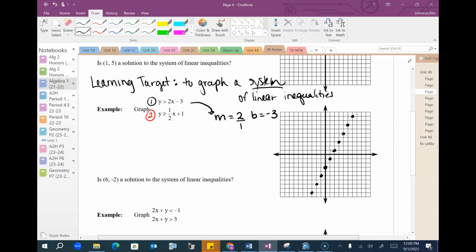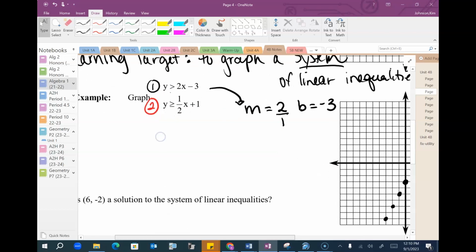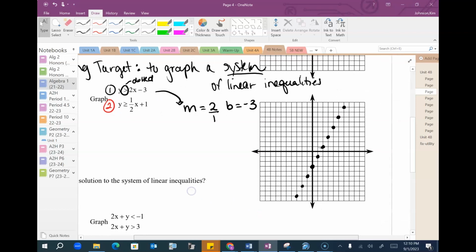All right, once I've graphed my points through the grid, I've got to decide if I'm going to use a dotted or solid line to connect those points. Because this is not underlined, it's strictly greater than. I don't want to include the points on the line, so I should be using a dotted line. So I'm going to connect every other dot here and call it a day.